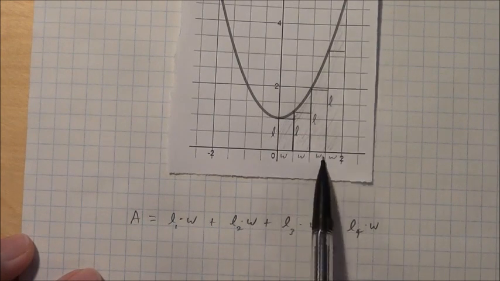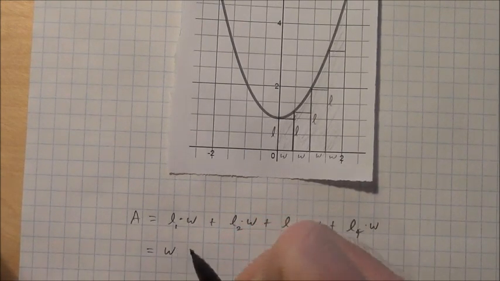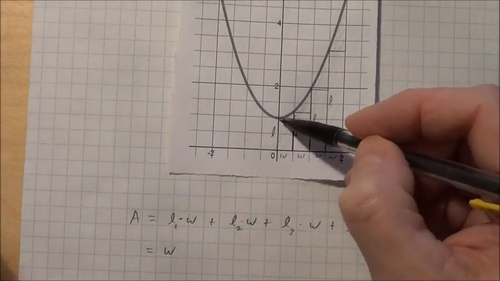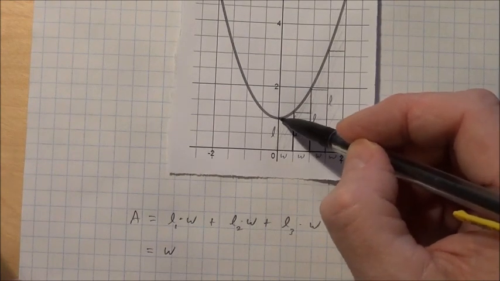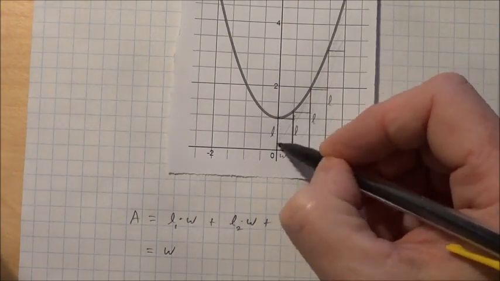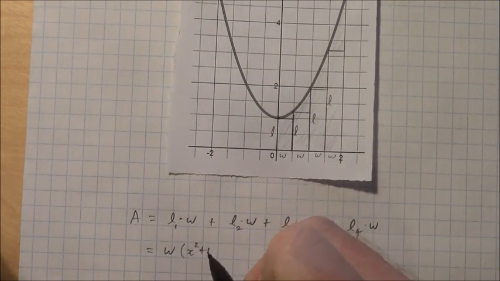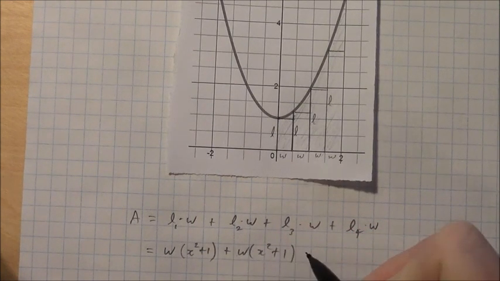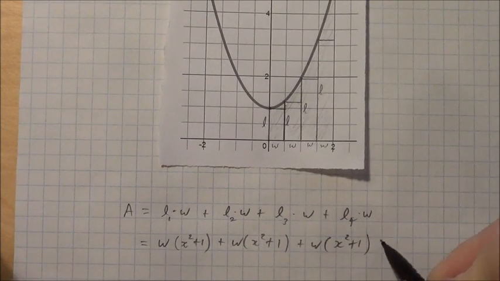Okay, now the widths are all the same, so that's fine. So what I might do is I might just bring that to the front. So I have the width times the length 1. Now length 1, notice that this length here stops where the function is. Okay, that matches up with the lower part of the function. So that length is actually the y value of the function at that point. So this is w times x squared plus 1. And then, of course, w times x squared plus 1 plus w times x squared plus 1, etc.